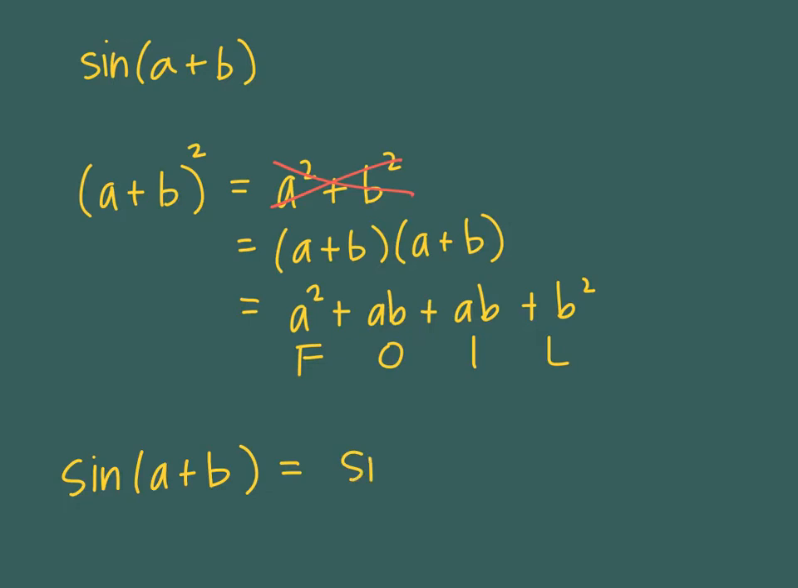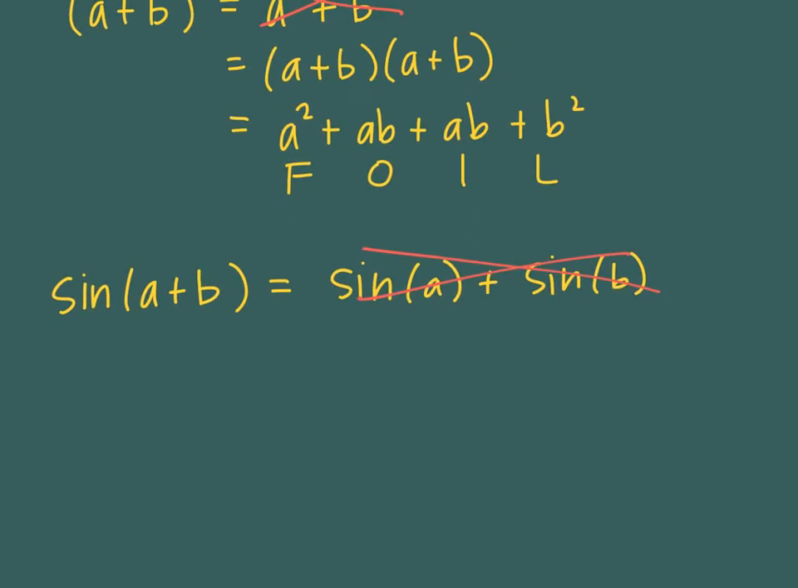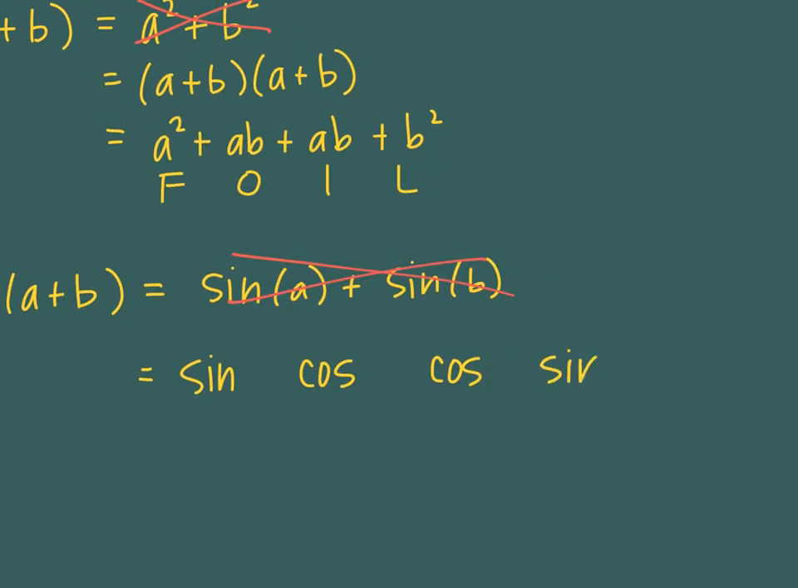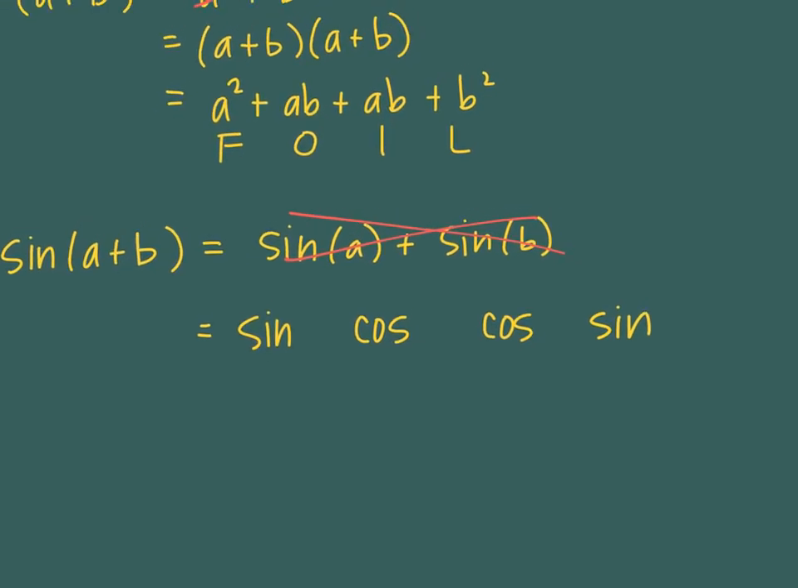Let me show you what it's not. It is not just sine of a plus sine of b. That is the incorrect process. Some people think it's true, but it's not. Just like FOIL, there are 4 parts to sine of a plus b. And the 4 parts are sine, followed by a cosine, followed by a cosine, followed by a sine. There are 4 pieces, just like FOIL.